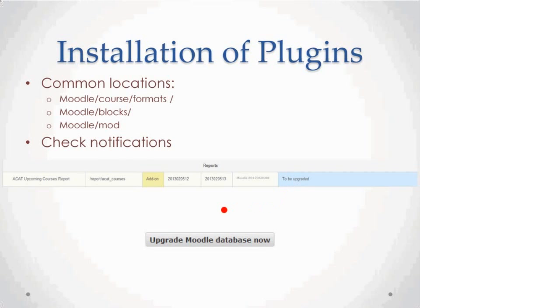At the bottom of the notifications page, you'll find a button saying upgrade Moodle database now. You'll need to click on that, and then you'll be redirected to the main page.